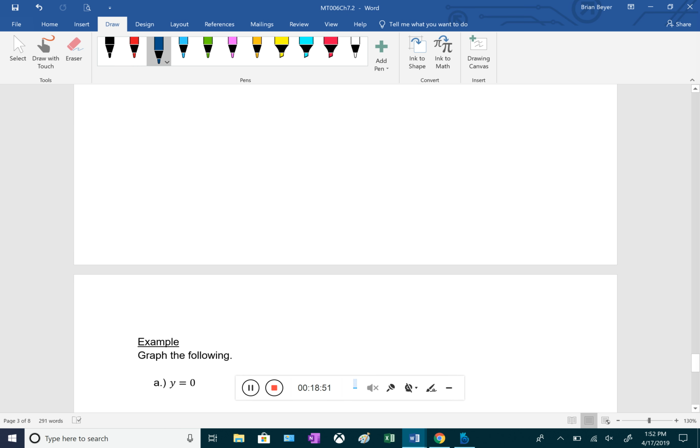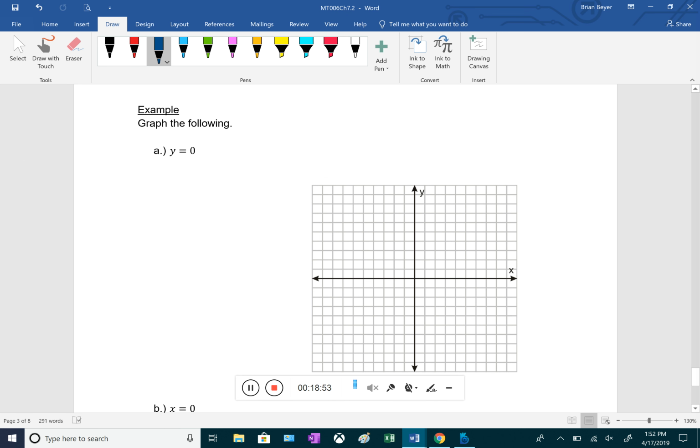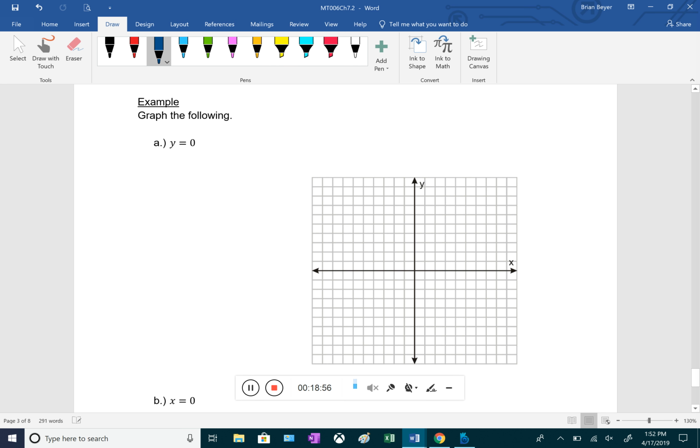Okay, so let's do 2 more here. So graph the following, y equals 0. So y equals 0, we recognize it's y equals a number, so it's a horizontal line. We go to the y-intercept of 0, which is right here at the origin, and we draw a horizontal line here. So drawing a horizontal line at y equals 0, we recognize that this is actually right on top of the x-axis, right? So y equals 0 is the x-axis.